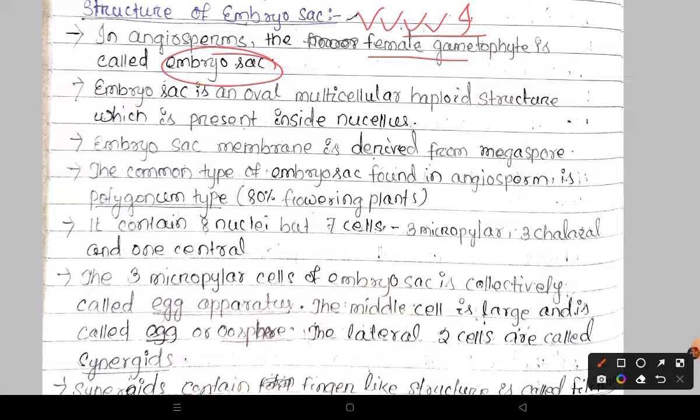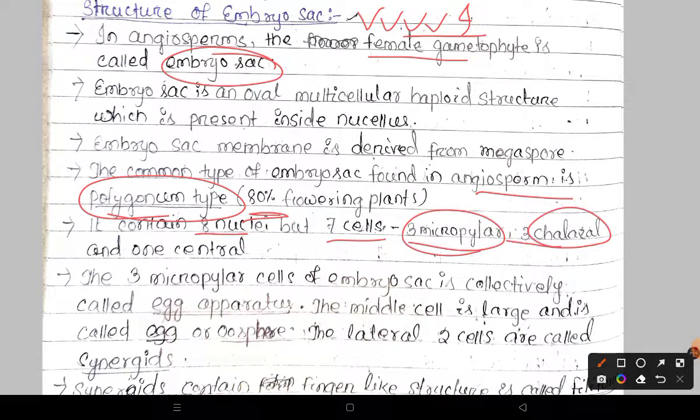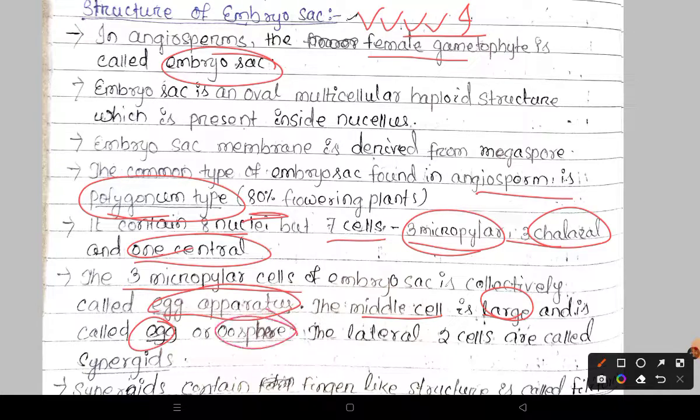The common type of embryo sac in angiosperms is the polygonum type, which is seen in approximately 80% of flowering plants. It is an 8-nucleated, 7-celled structure of which the 7 cells are arranged 3 micropylar, 3 chalazal and 1 central. The 3 micropylar cells act as the egg apparatus, of which the middle one is large and is known as the egg or oospore.